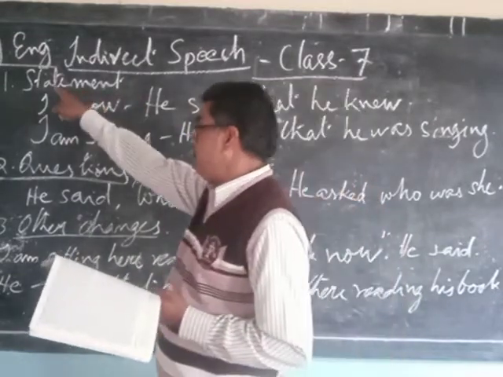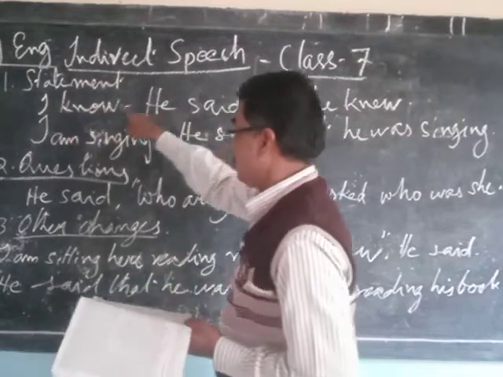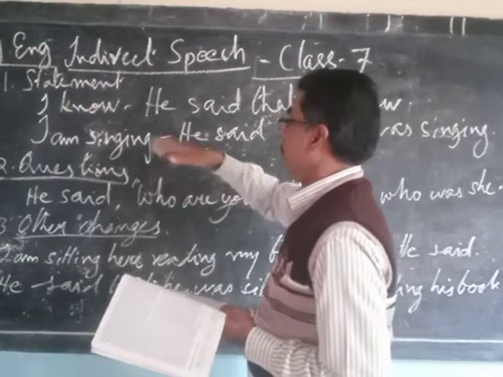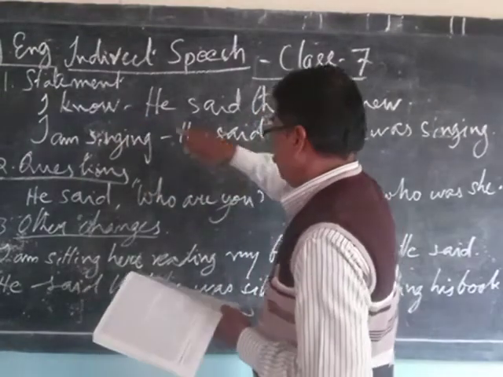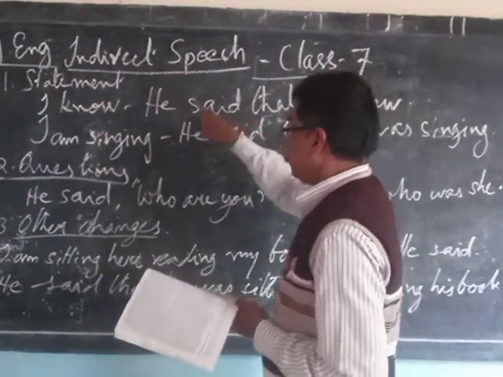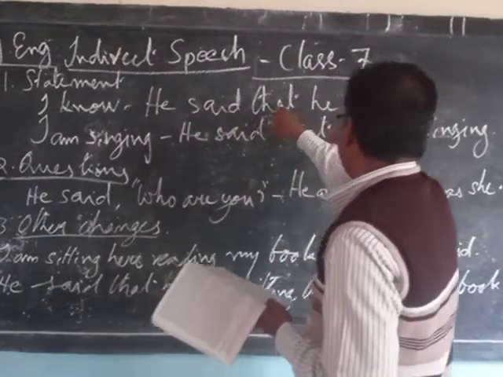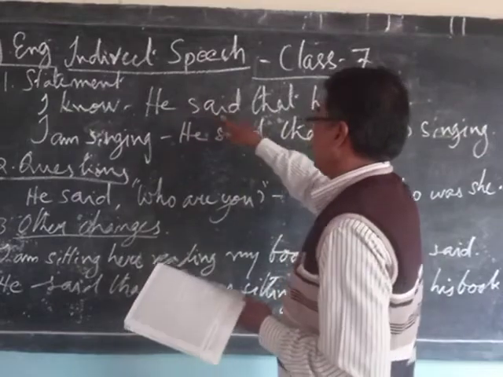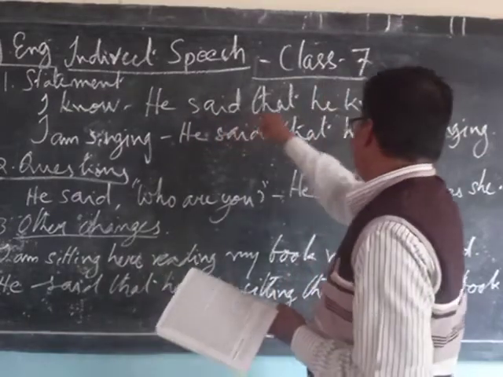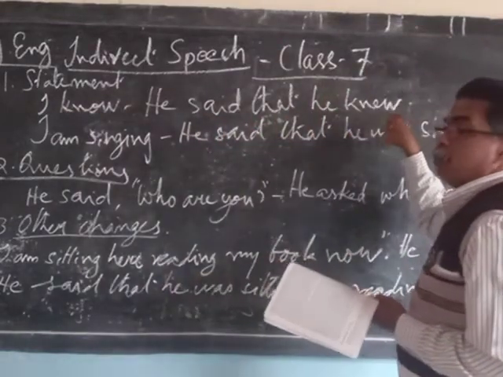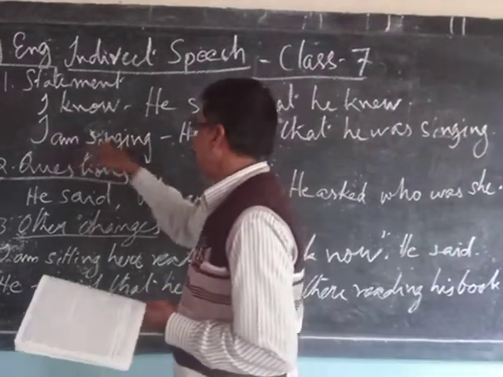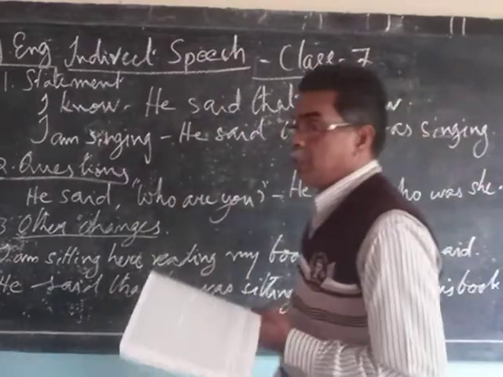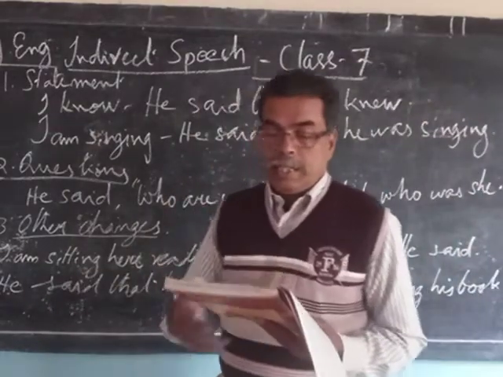Now when we change a statement, what happens? Here it is: I know. Somebody said that. When it is changed to indirect speech, we give a subject to the person who is introducing. So we say, he said that he knew it. Because this "said" is in past tense, as you have studied, this also has changed into past tense. I am singing. He said that he was singing. So this is how the changes take place.